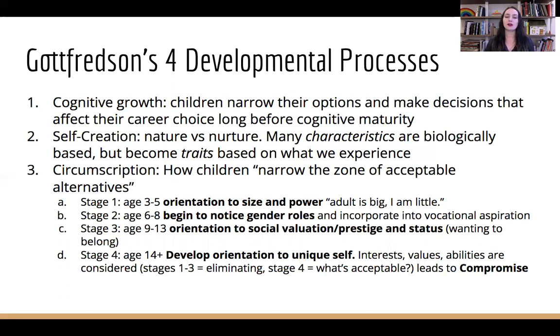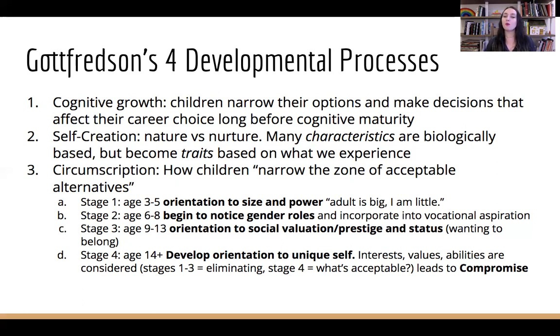Within this, there are 4 stages. Stage 1, age 3 to 5. This is when kids start to orient to size and power. So adult is big, I am little. They're making these judgments in that way. Stage 2, age 6 to 8, is when kids begin to notice gender roles and incorporate this into their vocational aspiration. Stage 3, age 9 to 13, this is the orientation to social valuation, prestige, and status.